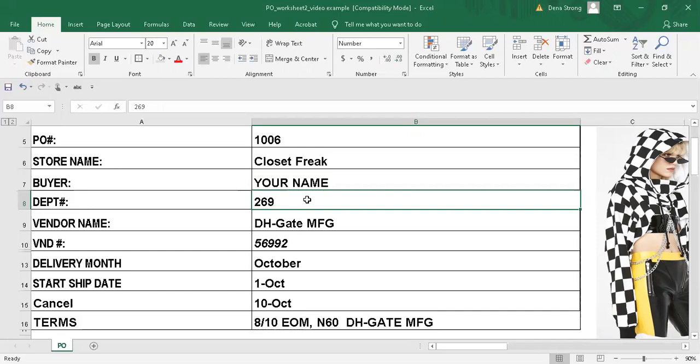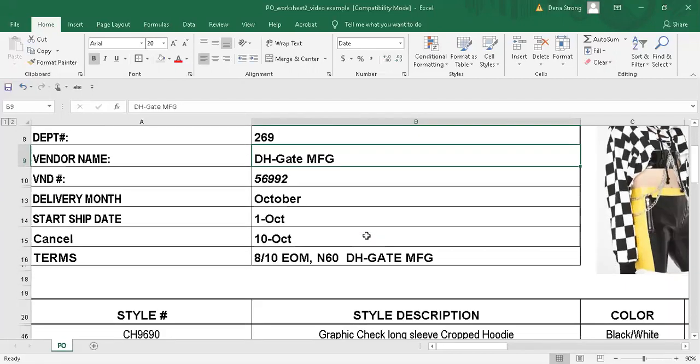So today's vendor is a fictional vendor. We're going to call our vendor DH Gate Manufacturing. So you want to put the name of your vendor on your purchase order, and whatever that vendor's number is, list that. And remember guys, as a buyer, you may have 200-300 vendors that you deal with on a rotating basis. So you always want to assign your vendors a vendor number so that you can keep track of everyone.